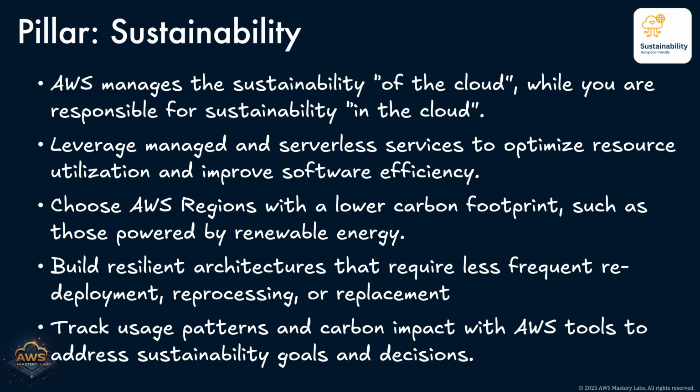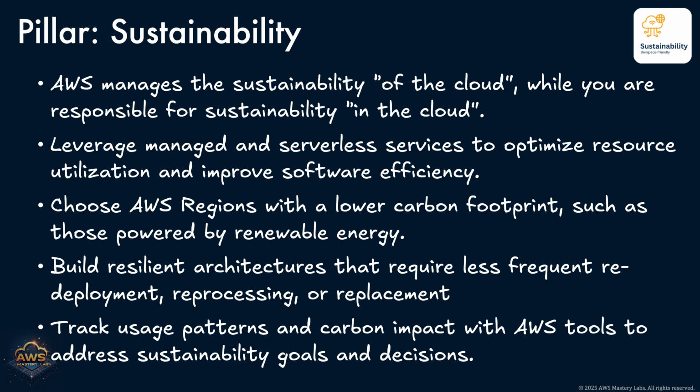To begin, optimize resource utilization. This means eliminating idle or over-provisioned infrastructure through auto-scaling, right-sizing, and demand-based compute provisioning. Every underused instance is wasted energy. Next, leverage serverless and managed services. Using AWS Lambda, Fargate, or managed databases often results in better utilization and shared infrastructure, which dramatically reduces the environmental impact compared to self-managed alternatives.